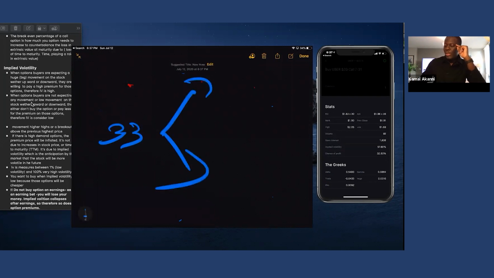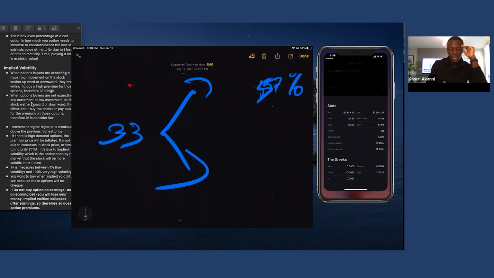So essentially, options buyers and sellers are all expecting a possible movement somewhere in the future. It could be a month from here, it could be a year from here, it could even be sometime two years from here. They're expecting a movement on the stock price in a range of about 57%. Let's just say 57%. So they're expecting a 57% movement, both on the upper side and on the lower side. So quickly, 57% of $33.